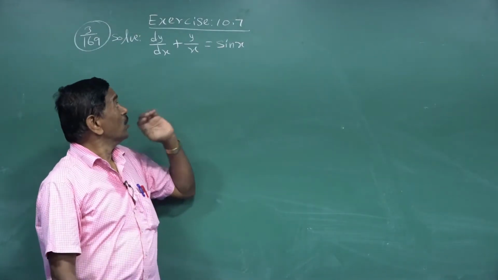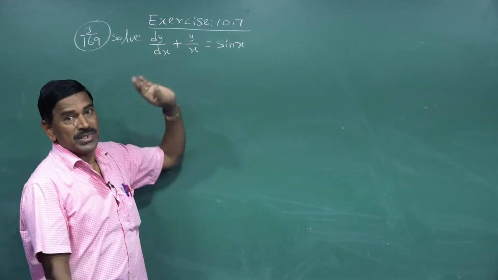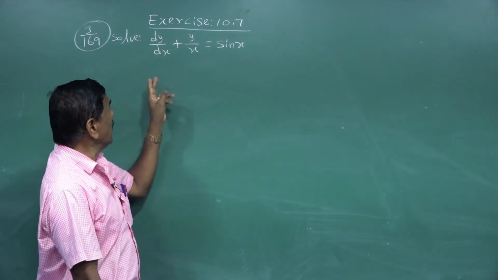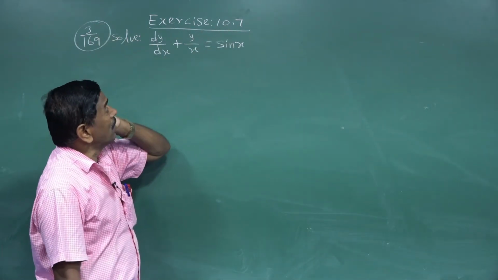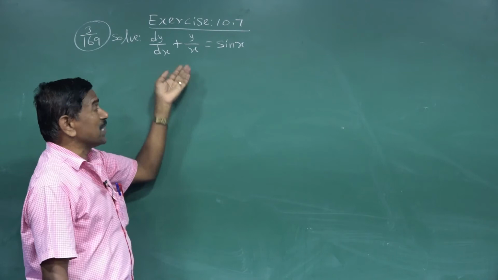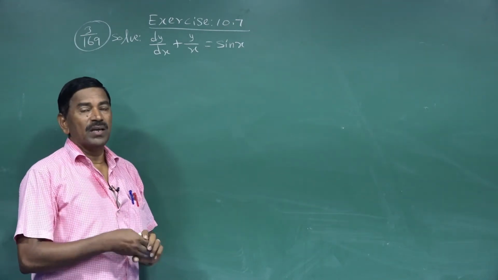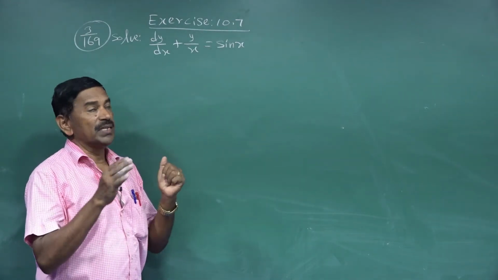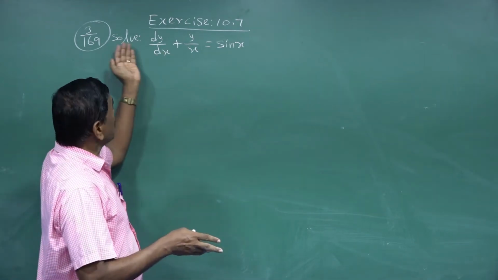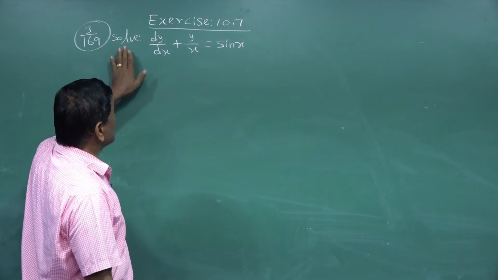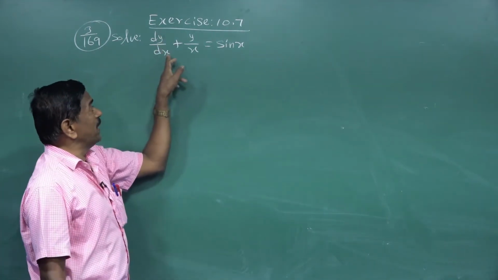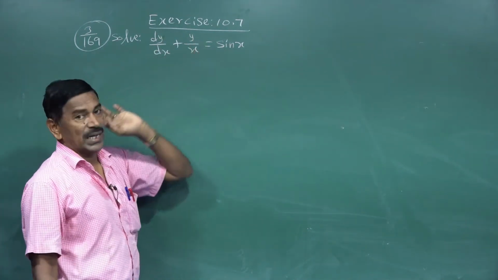Children, listen. Now solve the equation. Here the third question in exercise 10.7. I am selecting only the difficult questions, since some are very easy integration and very easy sums. So some difficult sums I am selecting. See, listen to the third sum. The third sum is: solve dy by dx plus y by x is equal to sin x.